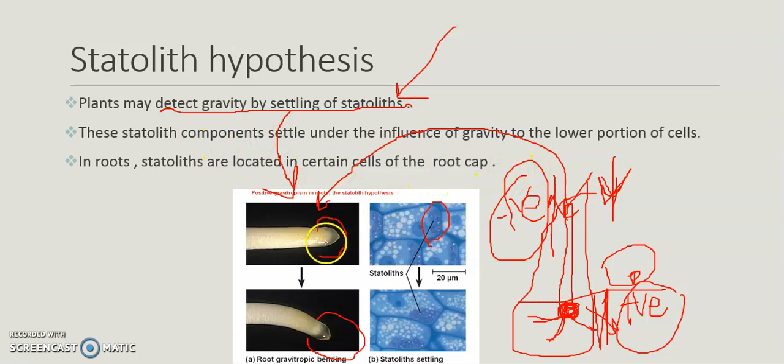You can see, right after taking from the vertical position, the statoliths are deposited here like this. But once the root cap, that means the root cells of the plant, detect the gravity, the statoliths settle downwards. See, they settled in the lower portion of the cell. Can you understand this clearly? Right after the vertical position, it is like this. But when time passes, the statoliths have been deposited on the lower portion.